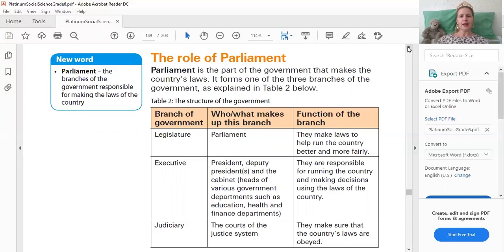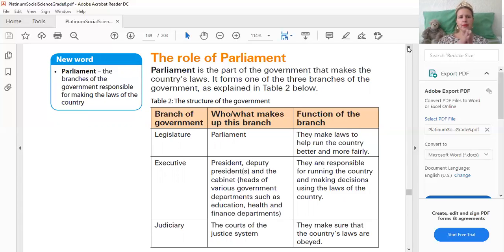Okay, and then our new word, Parliament. We are going to spell this word perfectly. P-A-R-L-I-A-M-E-N-T. The biggest thing to look at there is the A after P-A-R-L-I, because you wouldn't expect there to be an A there, but there is. So if you look at it, it looks like Parliament.